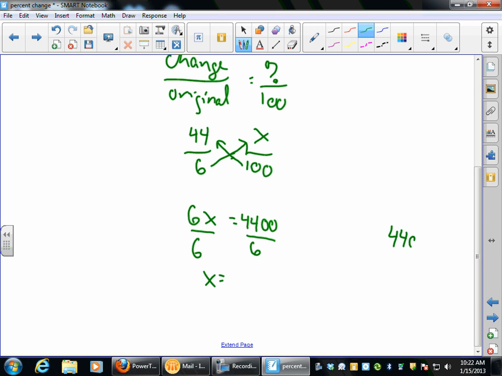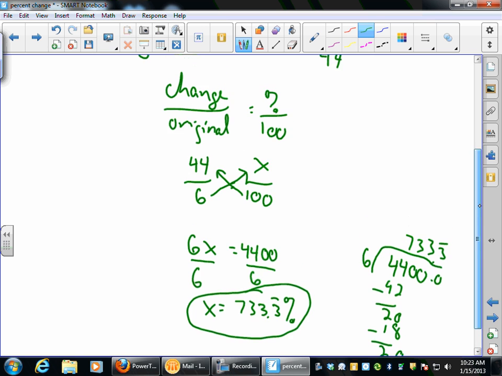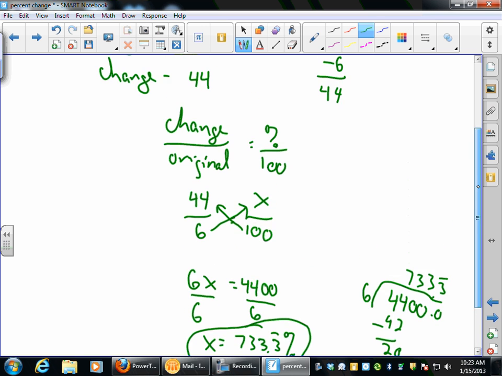So if I do 4,400 divided by 6, 6 goes into 44 7 times, goes into 20 3 times, 20 again, 3 times, and this would keep going. So 0.3 repeating. So it's 733.3 repeating percent. Seems big, but she grew a lot. She went from just 6 pounds all the way up to 50. So it is a big change.